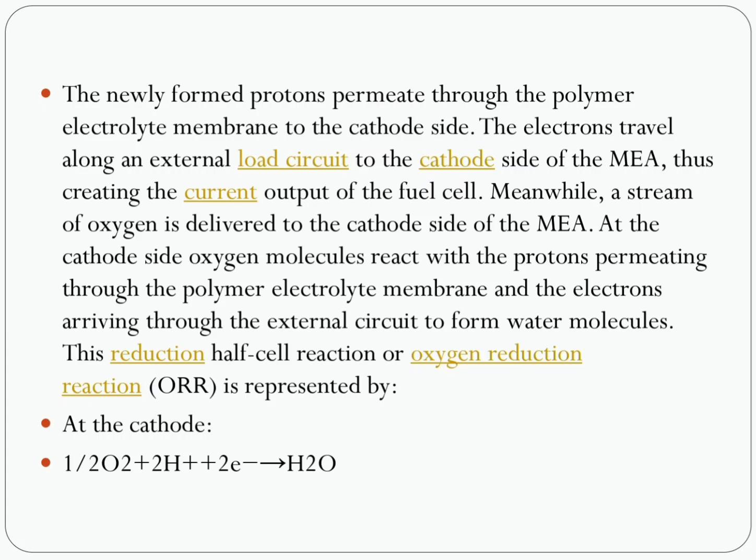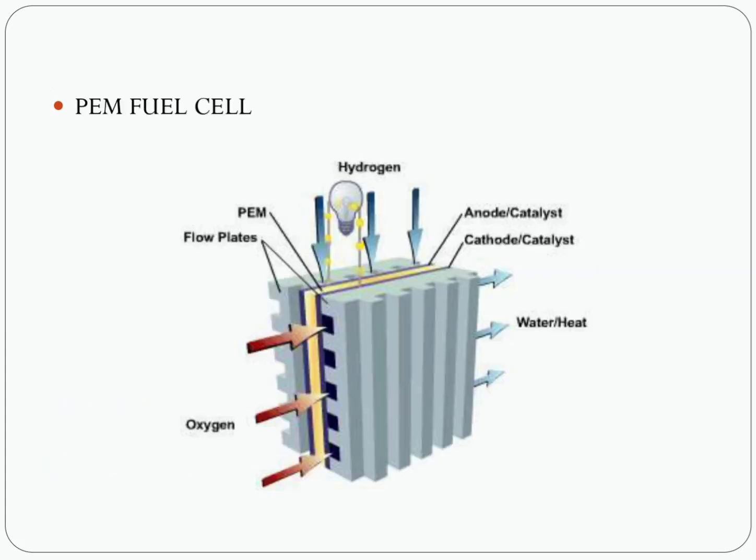Meanwhile, a stream of oxygen is delivered to the cathode side of the membrane electrode assembly. At the cathode side, oxygen molecules react with the protons permeating through the polymer electrolyte membrane and the electrons arriving through the external circuit to form water molecules. These are the basic concepts of the PEM fuel cell.